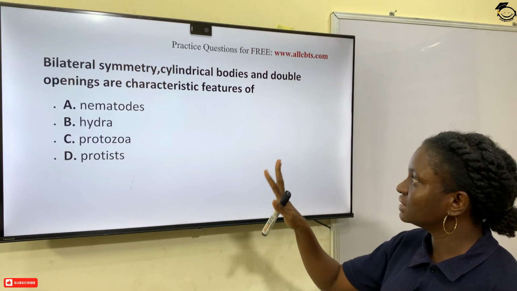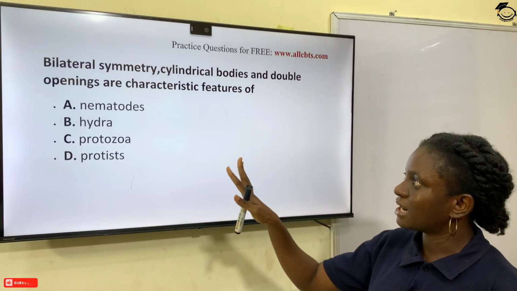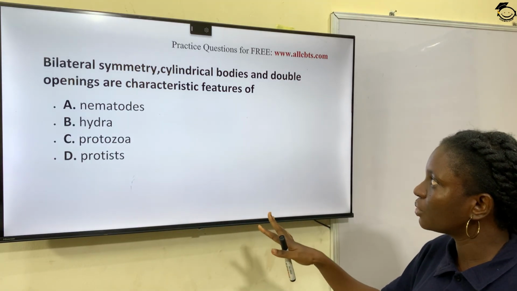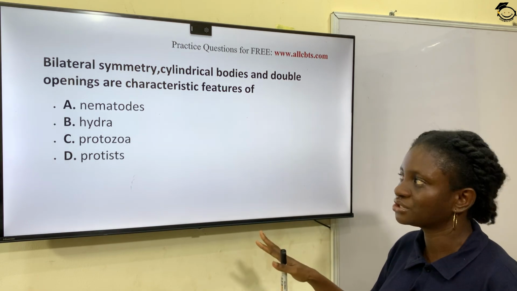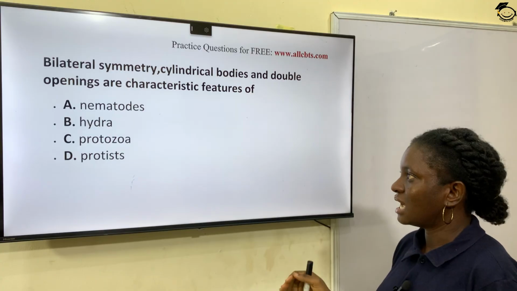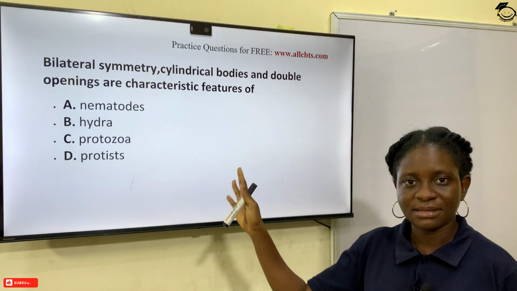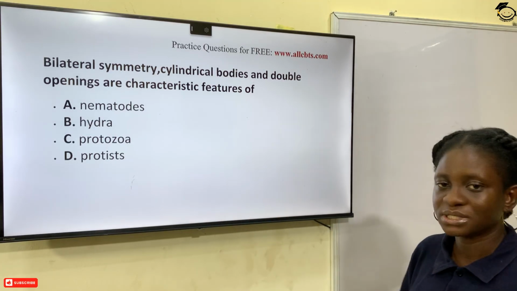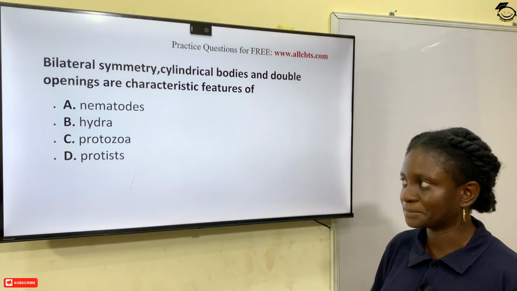The parameters listed here, the cylindrical bodies, bilateral symmetry, and double openings, are characteristics of worms, and that belongs to the nematode group. That's nematode. Option A is the correct answer.